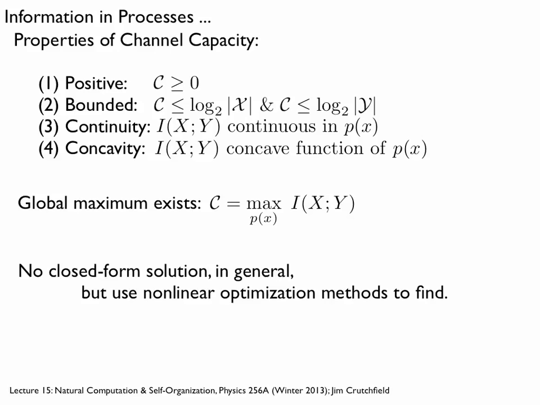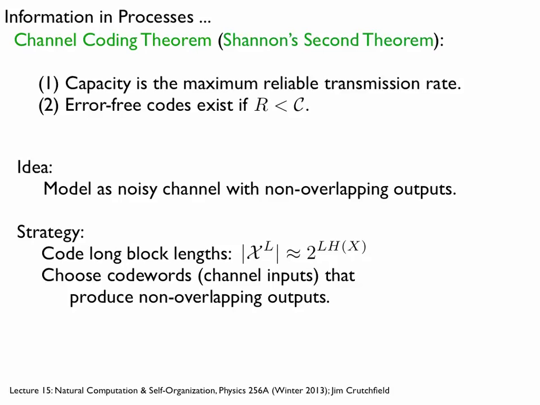Much more problematic if the channel has memory, however. So that's why it's often not treated, or why people try to design memoryless channels. Okay, so finally, the channel coding theorem, the channel second theorem. Capacity is the maximum reliable transmission rate for a channel.